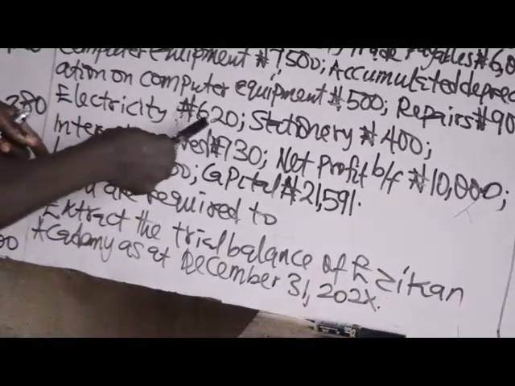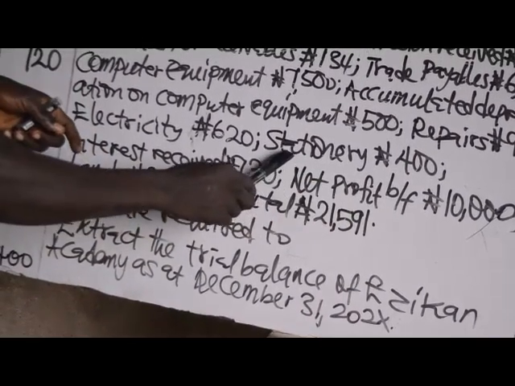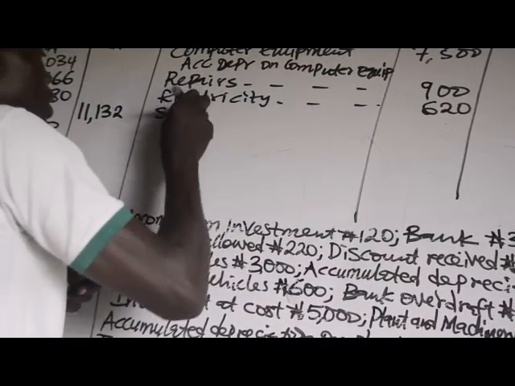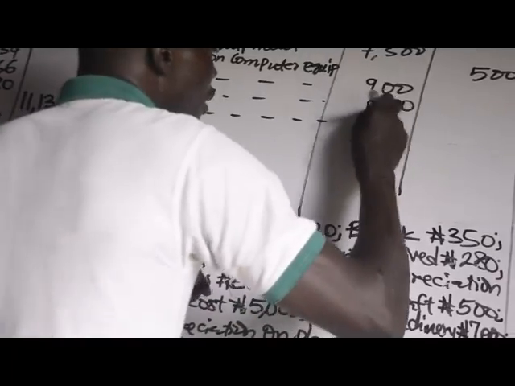After electricity, we have stationery of 400. Stationery is also an expense. It should therefore be debited. Stationery, and the amount involved is 400.